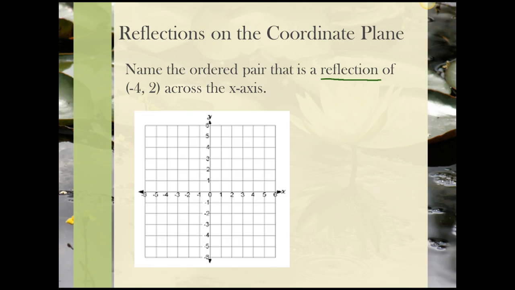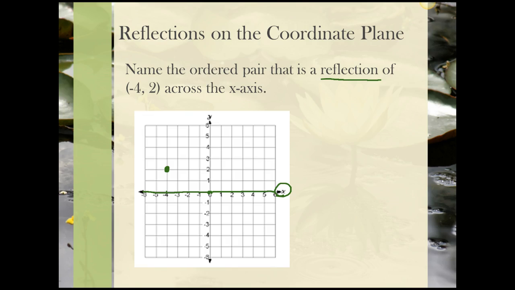We start at the origin, and we go to the left to -4 on the x-axis, and then we go up 2 on the y-axis, and we can plot our point. Next, we want to reflect that across the x-axis. That means we're going to jump over the x-axis and put it the same distance in the quadrant below.